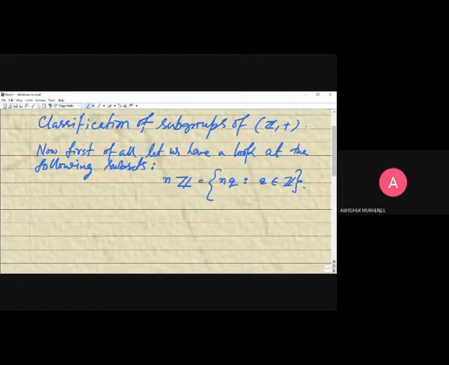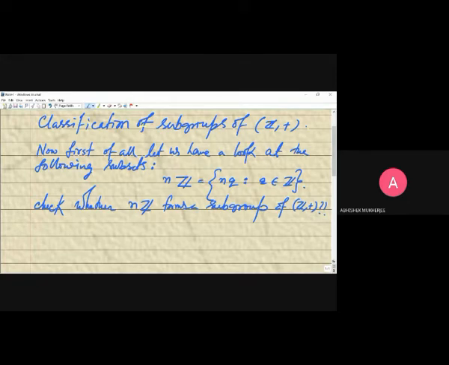Are these forming subgroups of the group Z plus? So let us check whether NZ forms a subgroup of Z plus. This is the question.